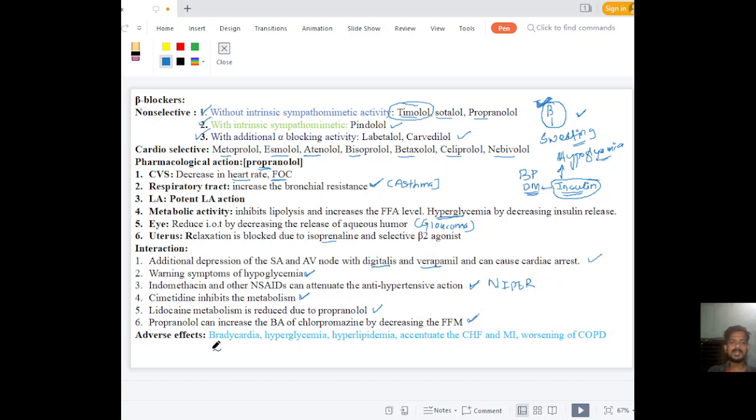So what are the adverse effects? Adverse effects are bradycardia, hyperglycemia, hyperlipidemia, worsening of congestive heart failure and MI, and worsening of chronic obstructive pulmonary disease as it increases the bronchial secretion.